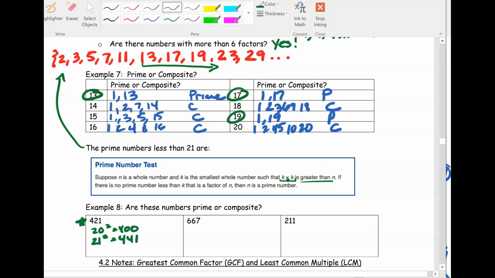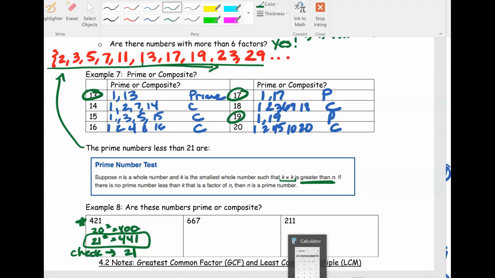So this rule, we're trying to find a number that when you square it, it's greater than the number. 21 squared is 441. That's the number that's going to be bigger than 421 because 400 is not bigger. So this means that we have to check up until 21. Check out this list of prime numbers here. We are going to divide 421 by all of those numbers until we get to 21.